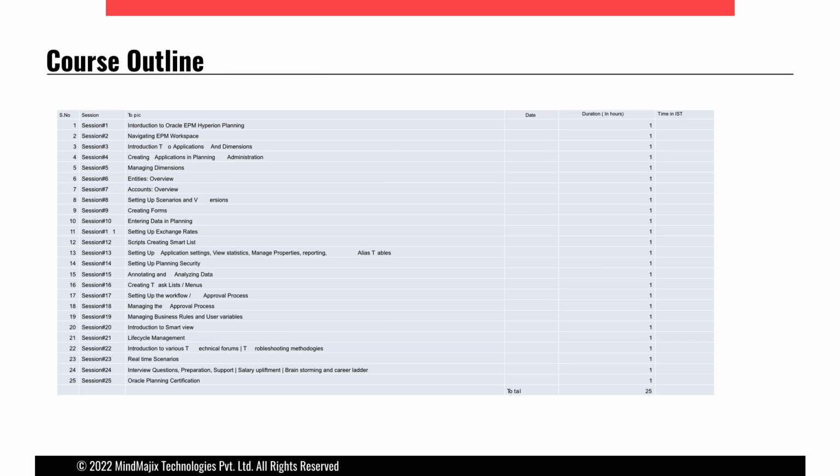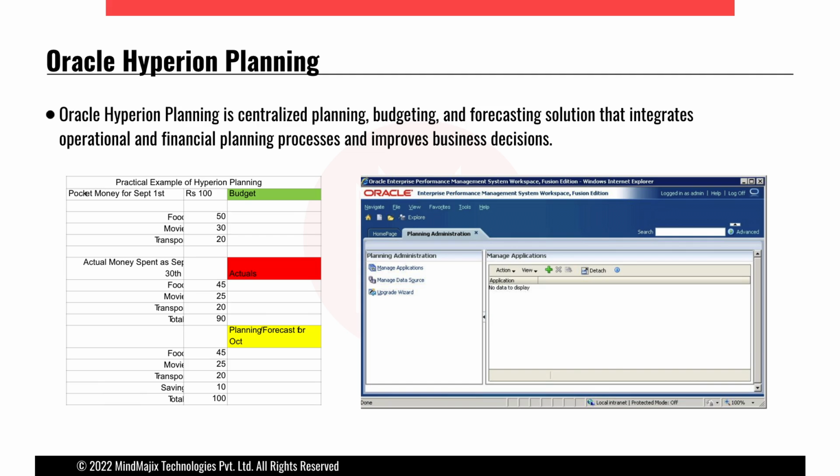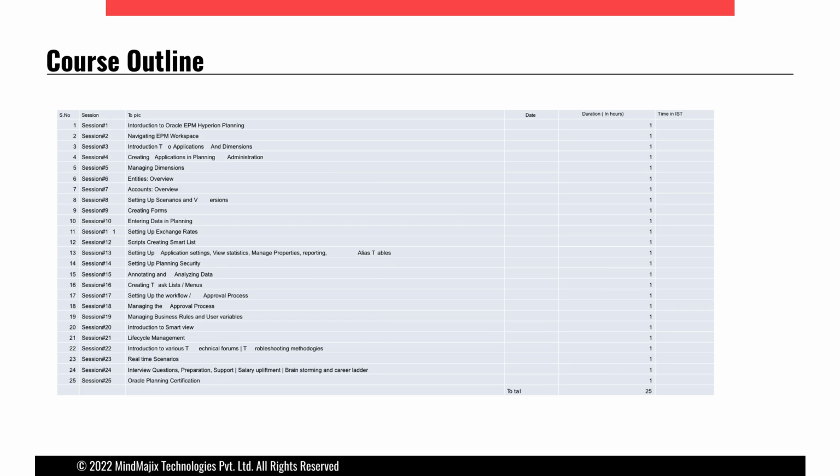And then I will introduce you to the applications and the dimensions which are used in planning. Okay, and further we will go down to creating the application in the planning administration. So if you can see here, this is the planning administration, and then manage application, and then we will see how to create a planning application. After that, we will go down to managing dimensions. Then there are a number of dimensions. Okay, say one of them is entities. We will get an overview of all the dimensions like entities, accounts, scenarios, versions. So these all are dimensions, and these all make a planning application.